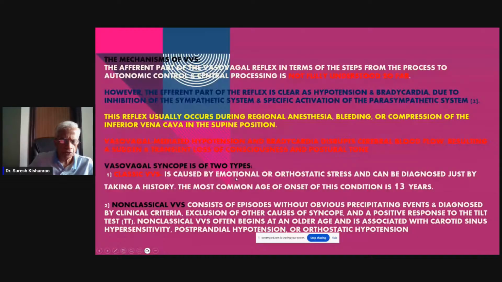Vasovagal syncope is usually of two types. One is caused by emotional or orthostatic stress and can be diagnosed just by taking history. The most common age of onset of this condition is around 13 years. The other is non-classical vasovagal syndrome. It consists of episodes without obvious precipitating events, diagnosed by clinical criteria, exclusion of other causes, and positive response to the tilt test.